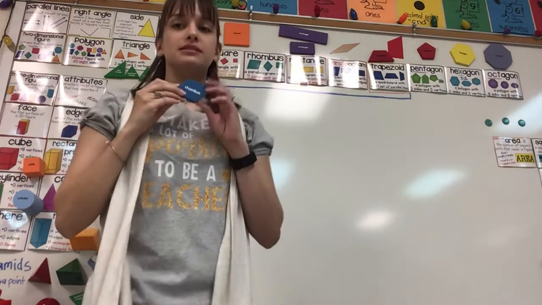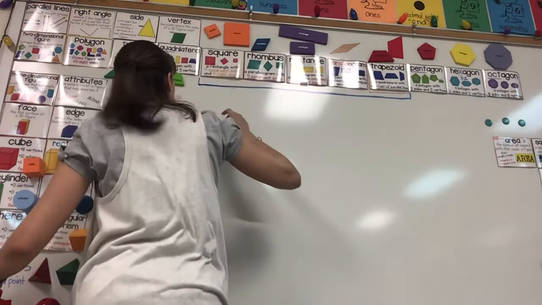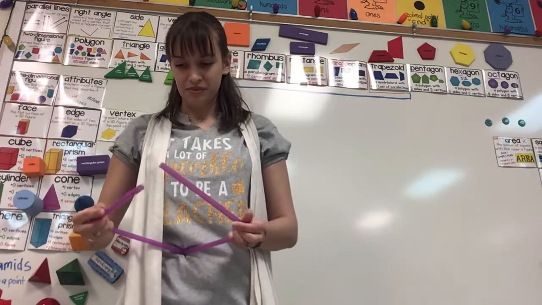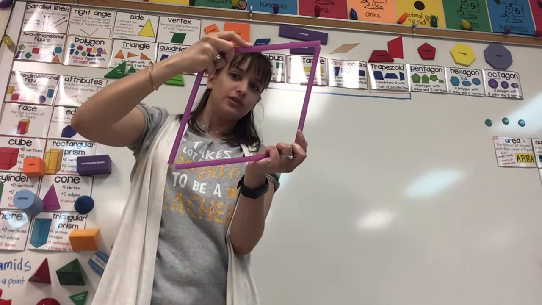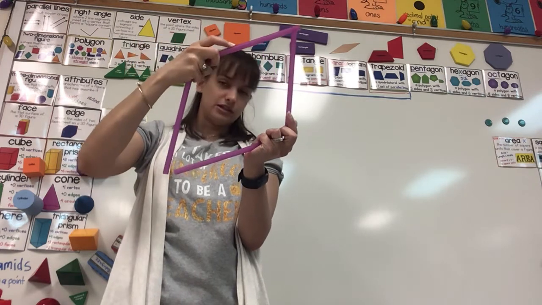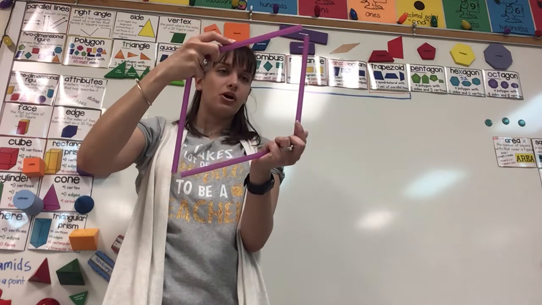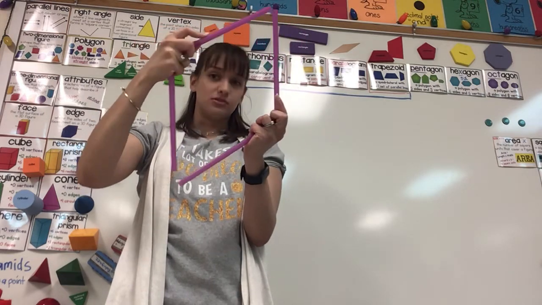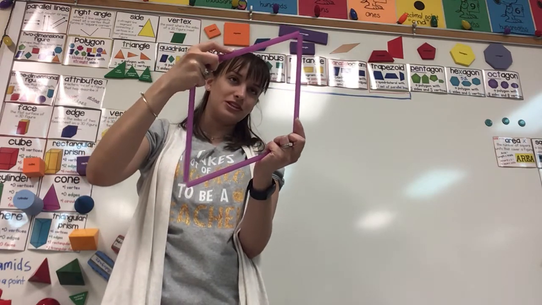A rhombus is a lot like a square. If I were to take a square and push it down just a little bit, you now have a rhombus. A square has all the sides that are equal. Did I change the sides at all for a rhombus? No. So all the sides are equal on a rhombus. A square has 90-degree angles. Does a rhombus have 90-degree angles? No, I got rid of those angles when I smashed it down.